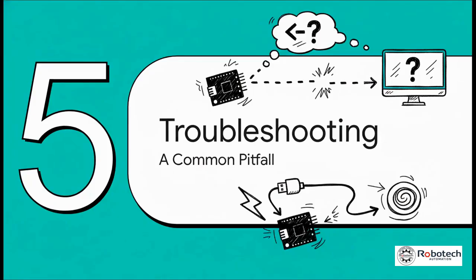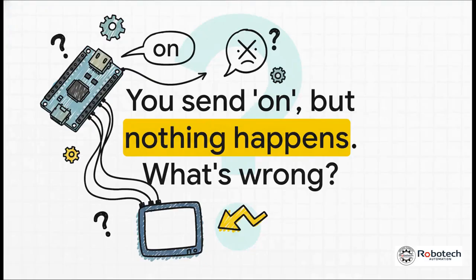Okay, before we finish, I have to share this one thing. Seriously, this is the pro tip that's going to save you so much time and frustration down the road when you run into this problem. So imagine this. You send on. You know you spelled it right, your code looks perfect. But nothing. The LED just sits there, dark. What is going on? This happens to everyone.